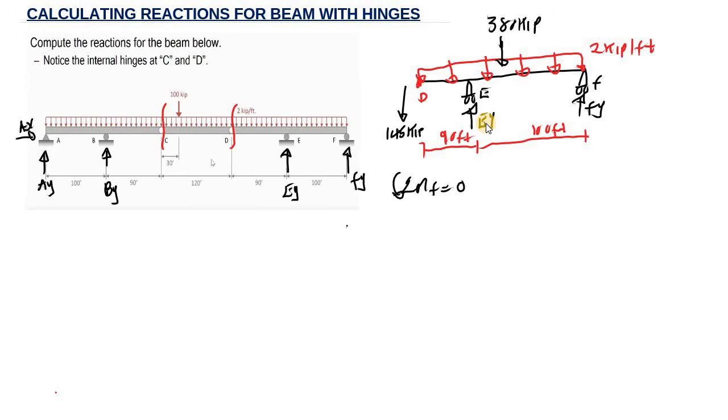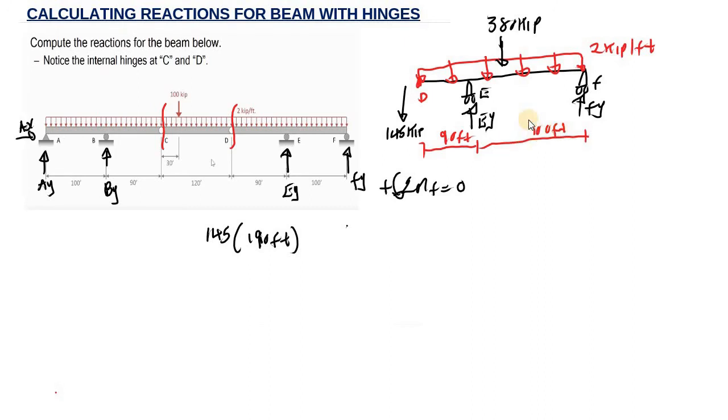And we're going to say all the moments in the counterclockwise direction are positive, while all the moments in the clockwise direction are negative. So as you can see, we're having 145 kip, and this is acting downward. If we apply this on this beam with relative to point F, it's going to try to rotate this beam in the counterclockwise direction. So we're going to have a positive value. So this is going to be 145, then multiply by the distance. The distance is going to be 190 feet, as you can see. So this is going to be 190 feet.